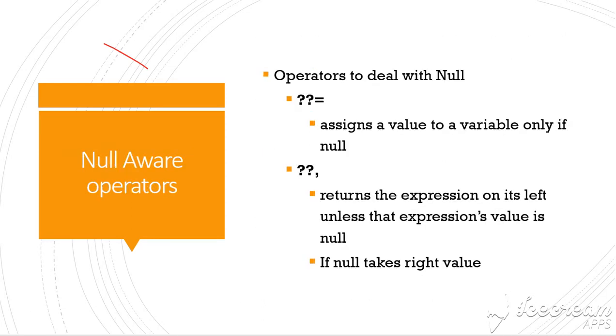So next is operators, null operators, null aware operators. Null aware operators are used in the Dart language. For example, we have two question marks and then equals. This is something like, if we write here x, and then we write here y, we will assign y to x only if x is null. Okay, that's how this is used.